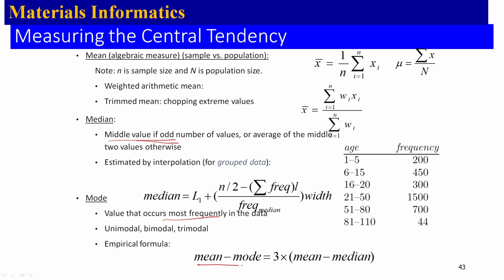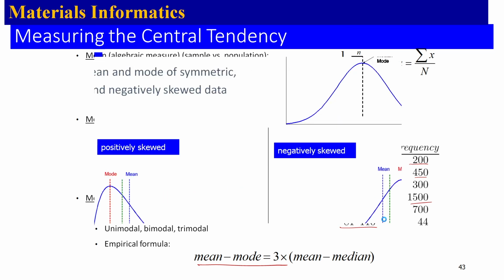So, we know that mean minus mode is 3 into (mean minus median). Like this is what I show you, the age and frequency of the people in a city or in an apartment complex. You see a small number of small ages: 0 to 5 is only 200, 6 to 15 is 450, 21 to 50 is the largest at 1500, a middle level group, and 81 to 110 is 44 only, very small, right. So, if you want to find out the distribution of this kind of data using mean, mode, median, you can use this formula to do that. That is the idea.